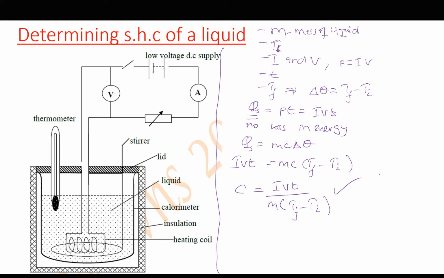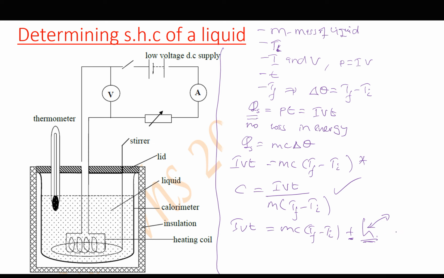If there were heat losses, then this equation would be written as IVT equals MC into T final minus T initial, plus some of this heat going to the surrounding. Or by the way, we can even say plus or minus H, because the liquid could absorb energy from the surrounding, or there's a possibility that energy leaves the liquid to the surrounding. So I say plus or minus H, where H is the amount of heat loss to the surrounding.